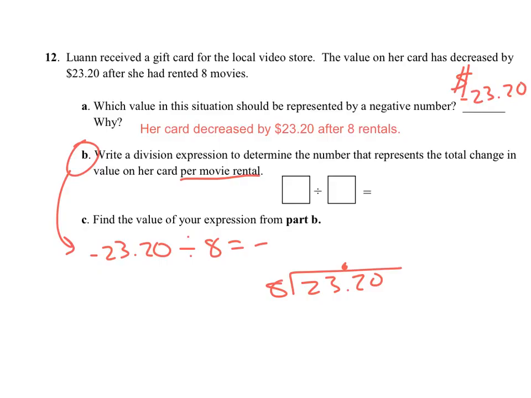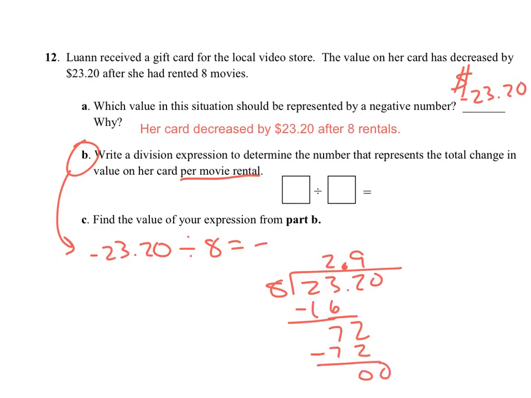So 8 will go into 23 2 times. 2 times 8 is 16. Subtract those. I get 7. Bring down the 2. 8 will go into 72 9 times. 9 times 8 is 72. Subtract those. I get 0. Erase that and start over again. So 72 minus 72, that's 0.